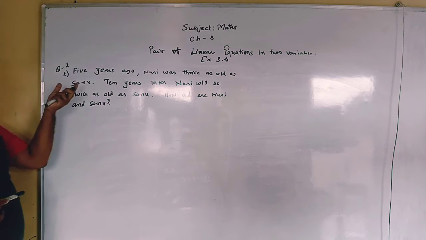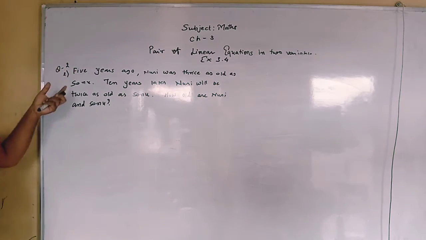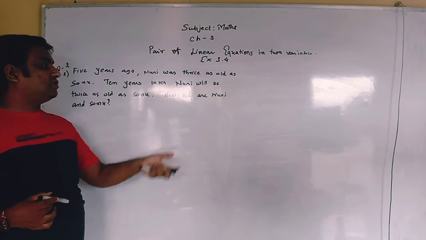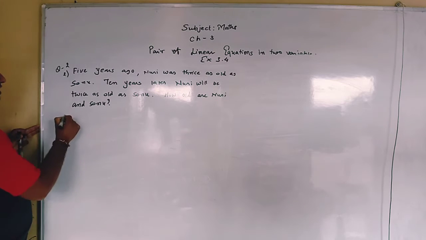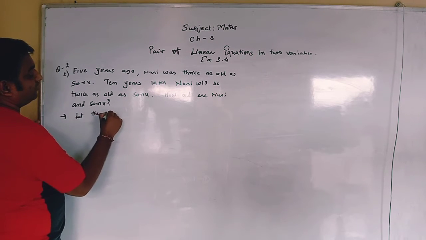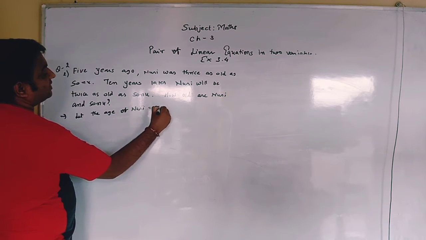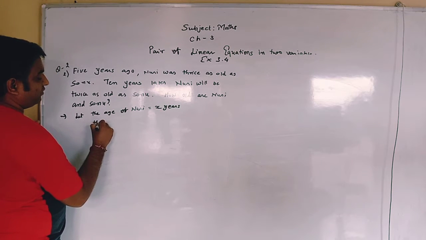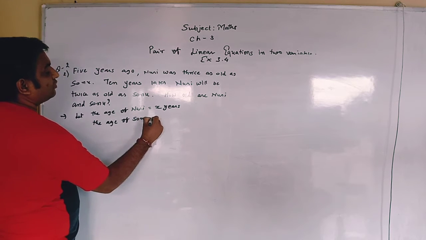Now we have the second question. 5 years ago Nuri was twice as old as Sonu. 10 years later, Nuri will be twice as old as Sonu. How old are Nuri and Sonu? So we don't know the age of Nuri and Sonu. So let the age of Nuri equal x years and the age of Sonu equal y years.